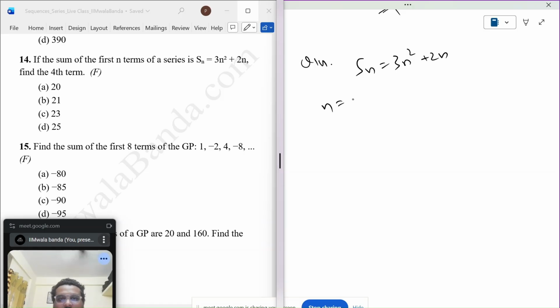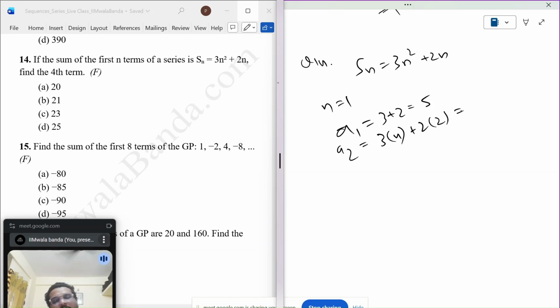For example, if n is 0, the first term is 0. n is 0 doesn't make sense. 0th term has no meaning. N is 1. Then can I say A1 is 3 plus 2 or 5? N is 2, then 3 into 4 plus 2, 12 plus 4, 16. A3 is 9 into 4, 27, 3 to the 6, 12, 13, 33. So if I get 5, 16, 33, I can never think of any pattern in it.